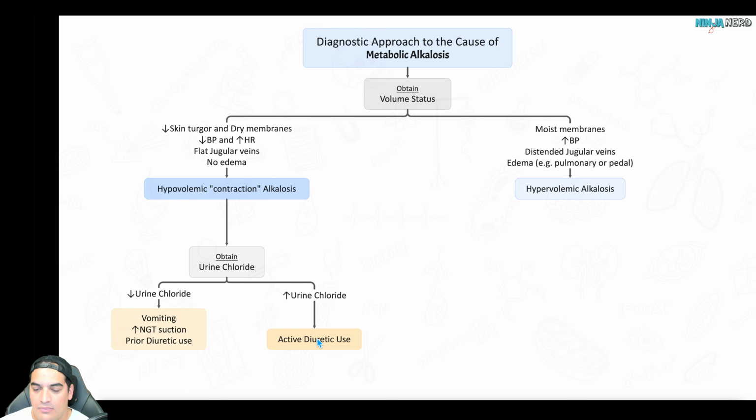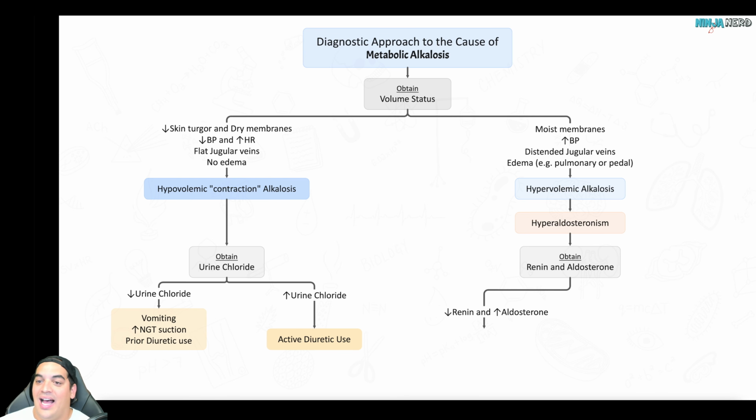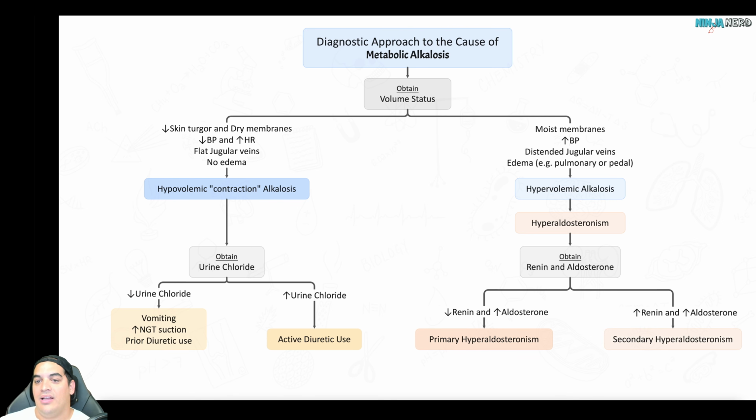All right? Now, hypervolemic's pretty straightforward because it's probably just hyperaldosteronism. And you then have to evaluate if it's a primary or secondary by checking their renin and aldosterone levels. If the renin is low and aldosterone's high, it's an adrenal problem. All right, so this is primary. And if it's high renin, high aldosterone, this is a secondary problem. And boom, we've gone through our metabolic alkalosis.